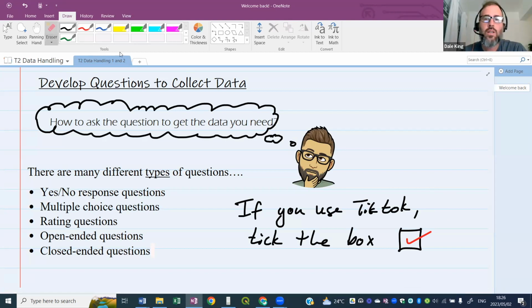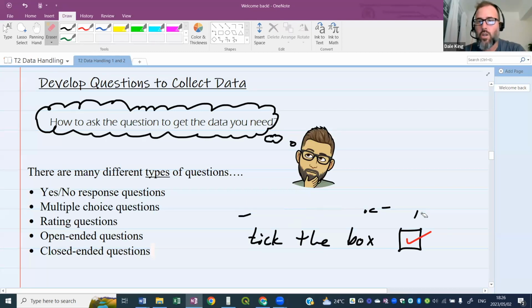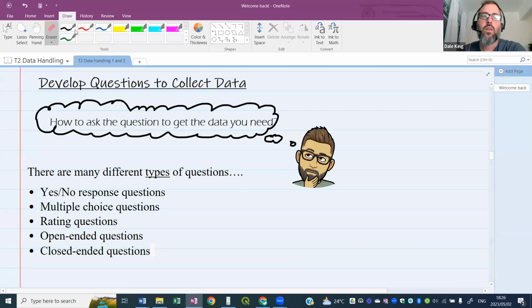No variation. You can't really say words. You can't give your opinion. You can't give a rating. You don't have options. It's very, very closed-ended. Not much variation in your input of the answer here. So I hope you have an idea of the different types of questions that you can have. And it's important to know which one is best for the investigation or the research that you are doing.